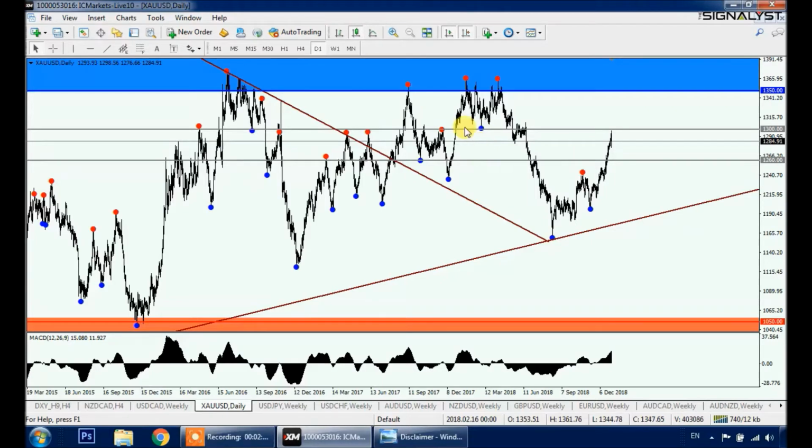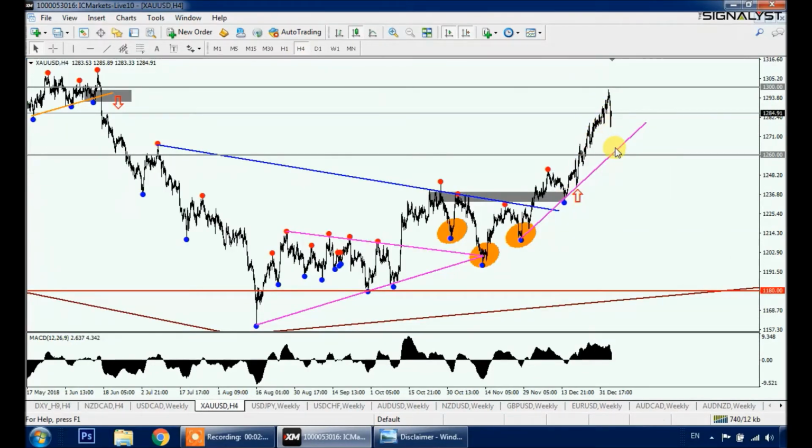So here we can expect a little retest before another jump up, or we can expect a reversal here. So let's wait and see on this one. Next we have USD JPY.